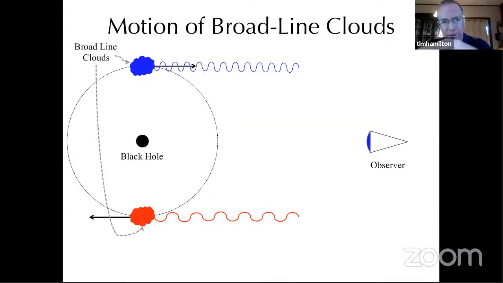Now, I've made a diagram to show how these broad line clouds can be used to measure the mass of the black hole. Let's say we've got two of these clouds, orbiting in a circular orbit, as a simple approximation, one orbiting towards us, the other moving away from us. The observer marked on the right is really a side view of our eye, the normal physics symbol for an eyeball.